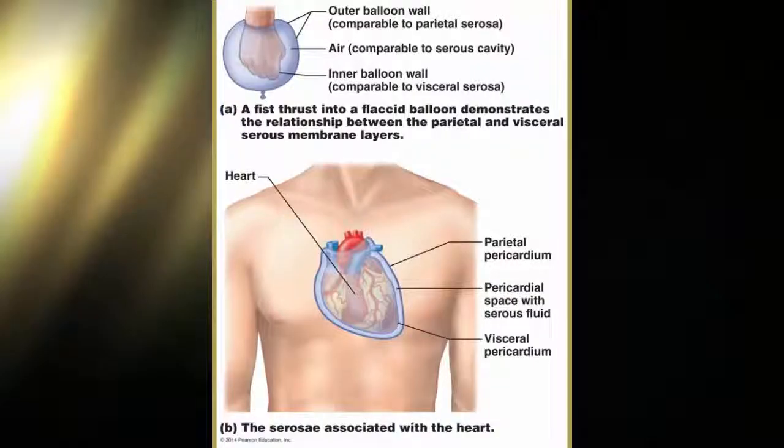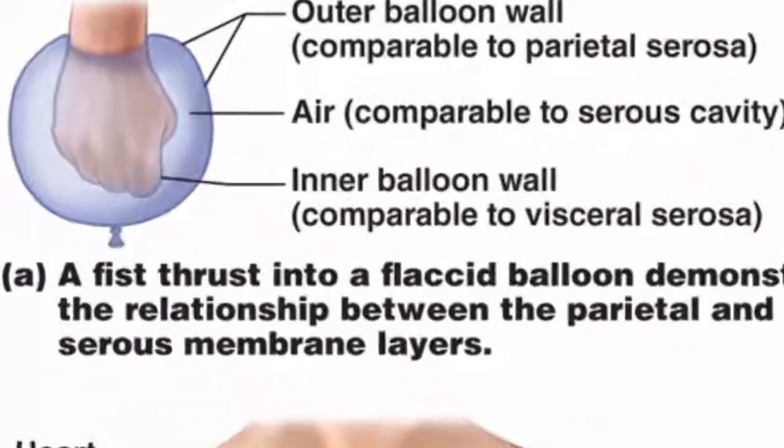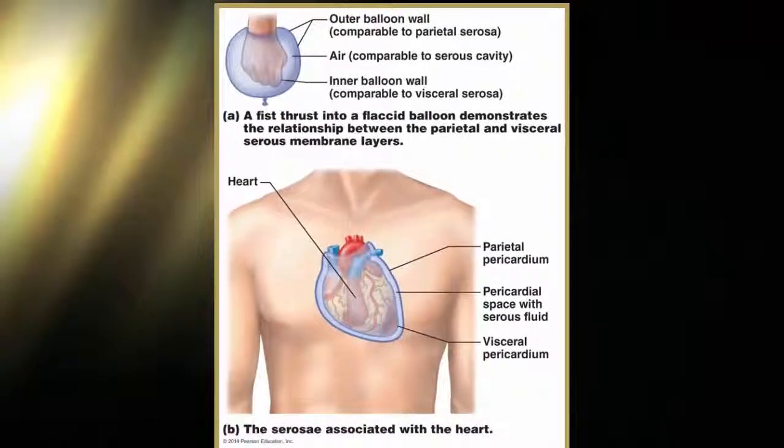The serosa is a thin membrane that lines the outside of the visceral organs, which then folds in on itself to line the ventral body cavities. The analogy that your textbook gives is of a fist pressing into a flaccid balloon, forming two membranes from one, with a space in between.